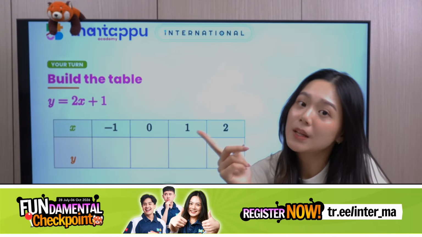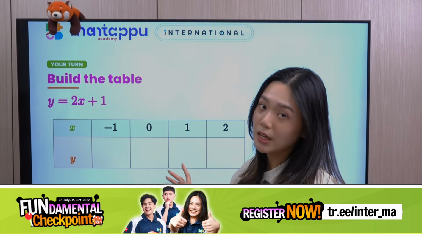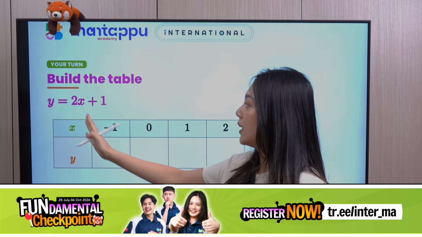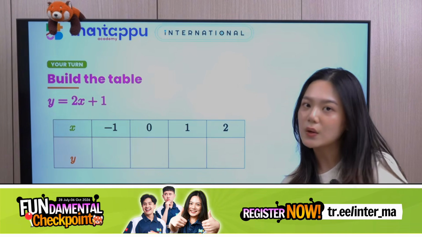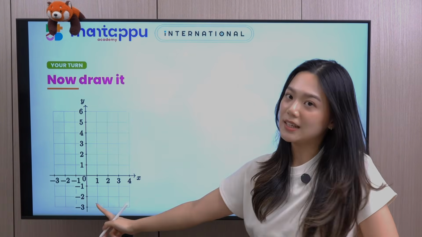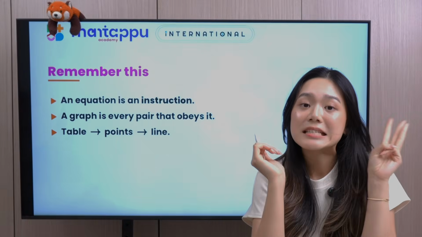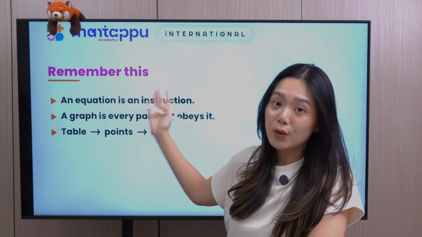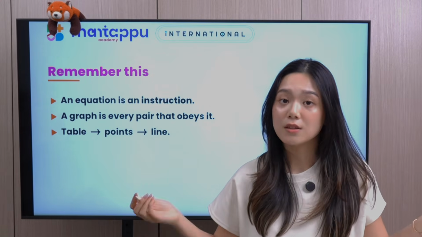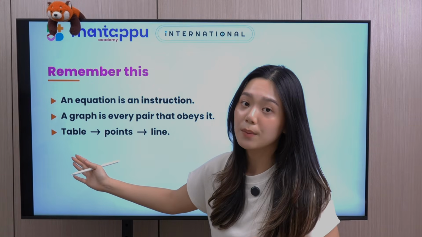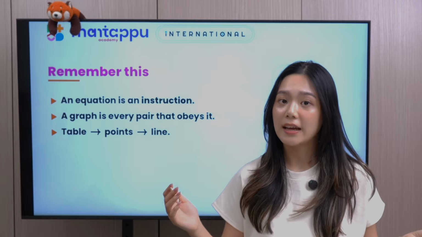I want you to try plot this line by first building the table, substituting in the x values of -1, 0, 1, and 2, and then you get the y values. Then next, you need to draw the line in a graph. Just remember these 3 simple rules. First, an equation is just an instruction, and a graph is every pair that obey that instruction. So you just need to build the table, connect your points to build a line.